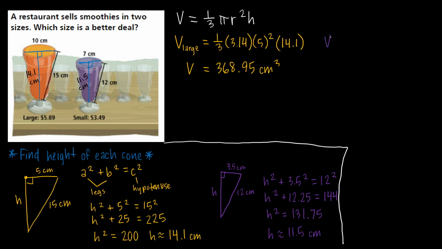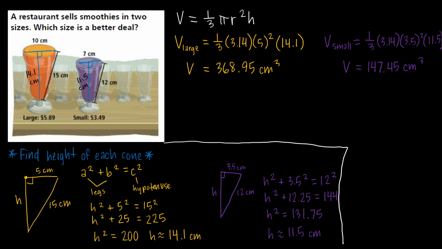For the small smoothie in purple, it's 1/3 times pi, 3.14, times the radius squared, and the radius is 3.5, times the height, which we found to be 11.5. So the volume, when I multiply all of that together, is 147.45 cubic centimeters.